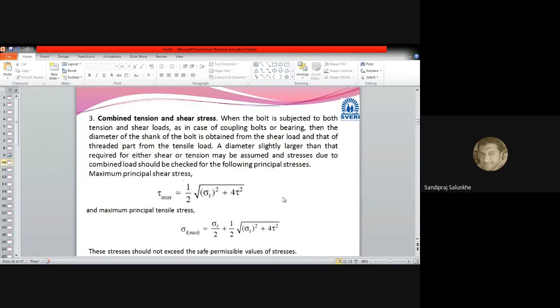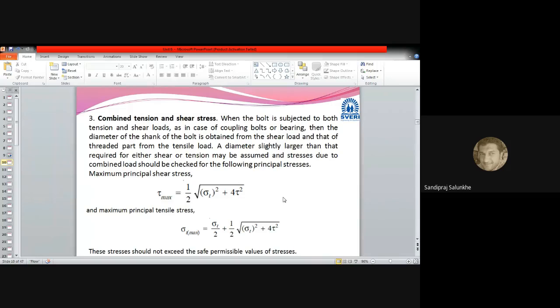Now this is for the actual situation where combined tension and shear stress are induced in that joint. So when we consider this combined shear stress and tensile stress, at that time we have to use either the maximum shear stress theory or the maximum principal stress theory. Out of that, we have to use either one or check both, and then afterwards decide the dimension of that bolt, that is nothing but the diameter of that bolt.